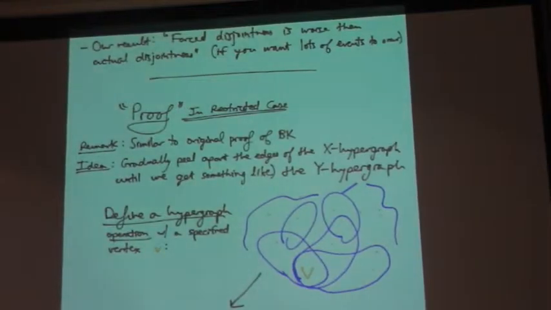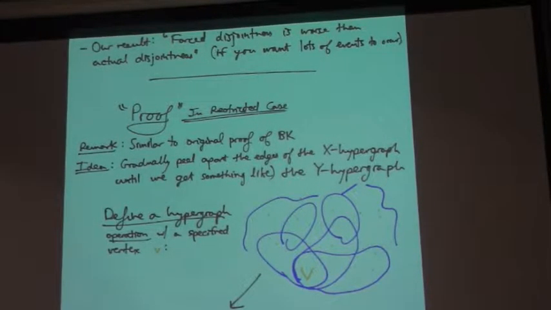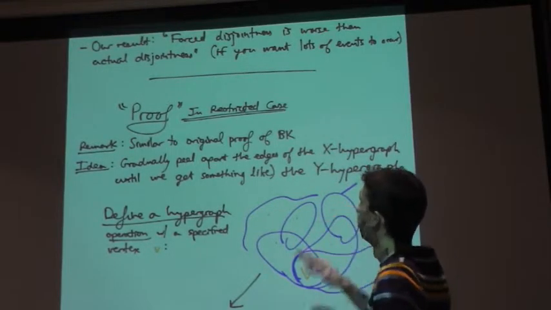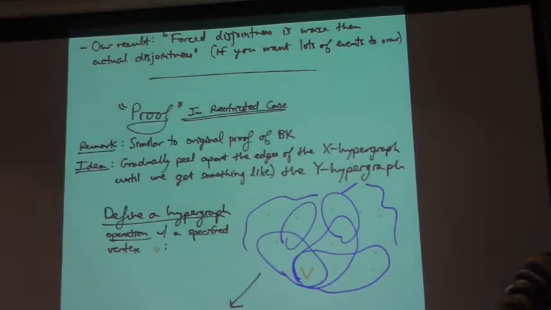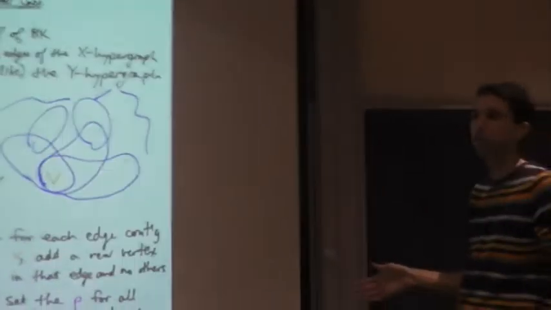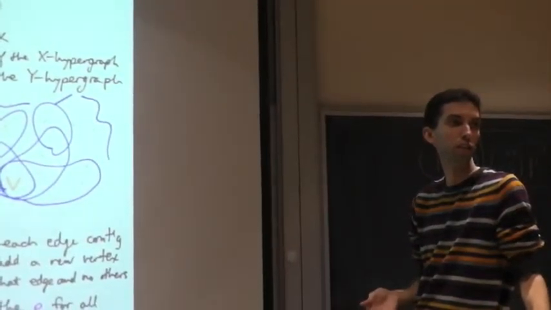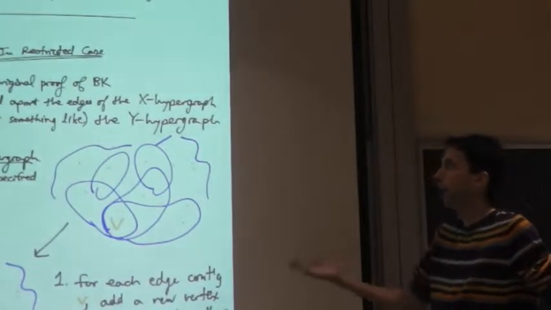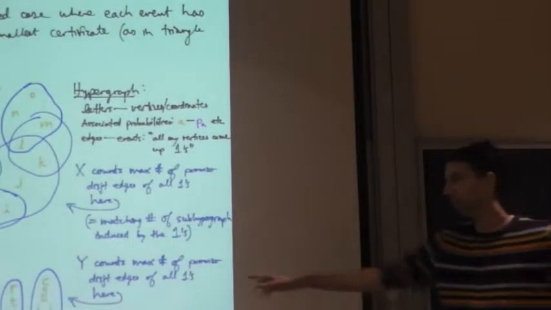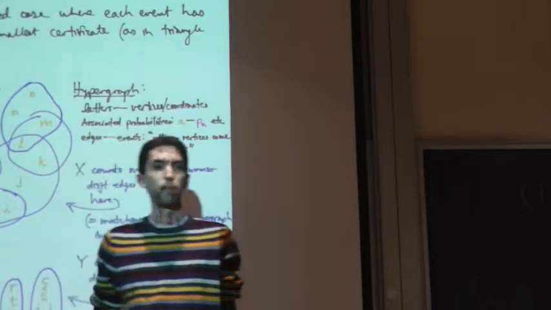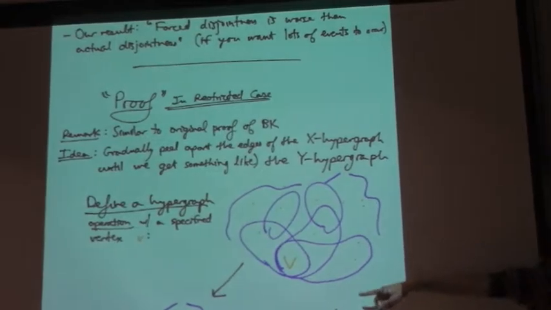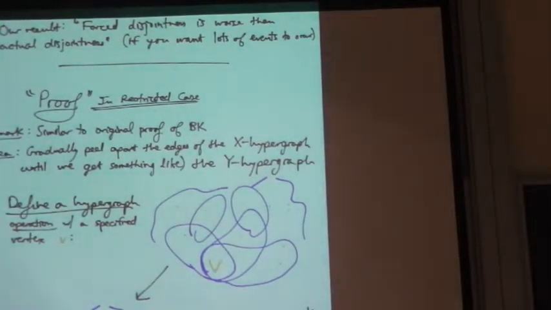Okay, so in that spirit, our result, if you want to rephrase it in this way: if you're looking for a lot of events to happen, forced disjointness is worse than actual disjointness. Forced disjointness being this occurring disjointly condition, actual disjointness being actual disjointness of the edges. Okay, so I'll prove it to you in this restricted case. I think we'll actually have enough time to do it.